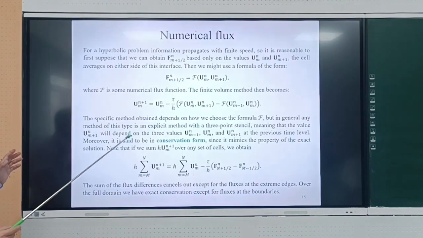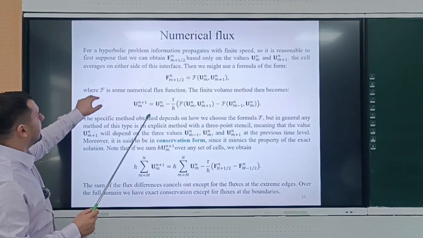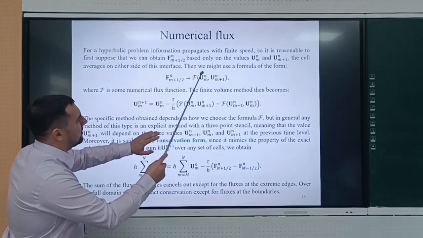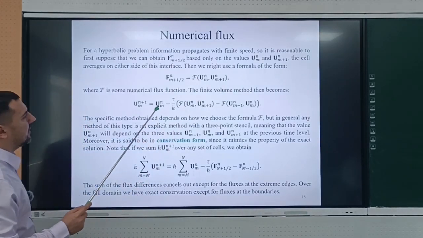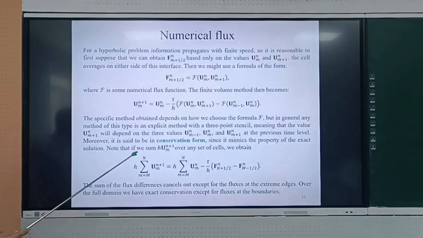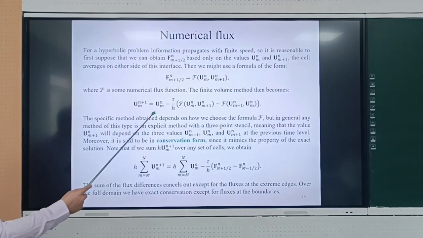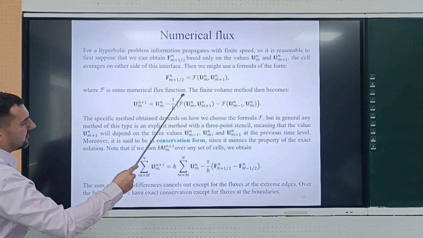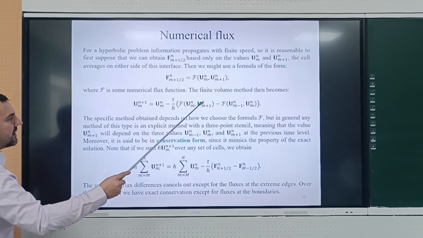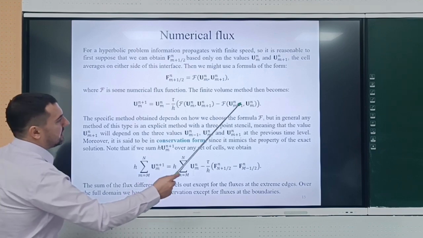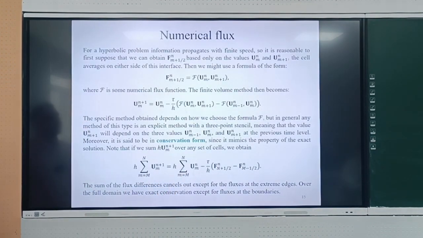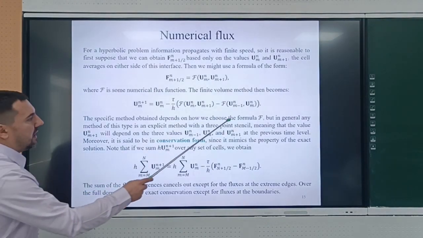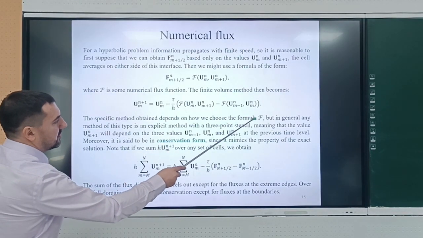So usually in papers, people do not introduce this f and say that this f is a function of u_i^n and u_{i+1}^n. And then the finite volume method becomes... So numerical flux is a function of two arguments. Numerical flux through the right boundary of our computational cell, and numerical flux through the left boundary of the computational cell. The specific method obtained depends on how we choose the formula f, this beautiful f.